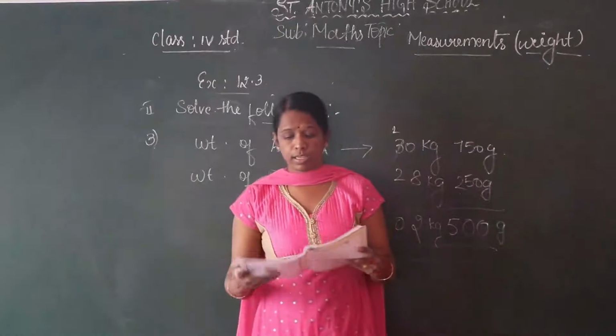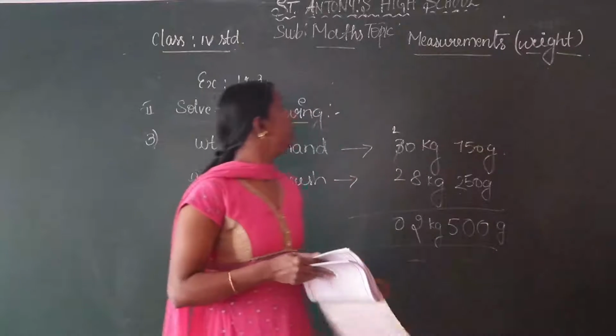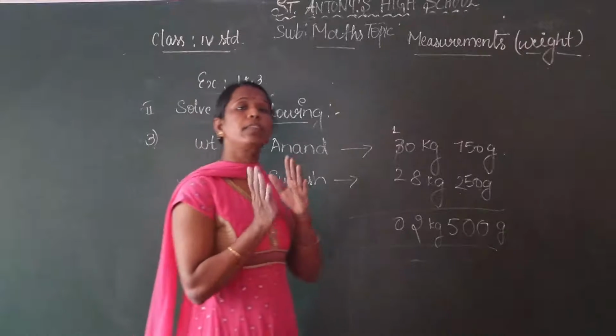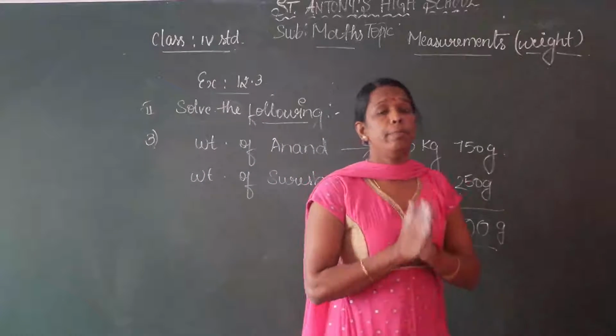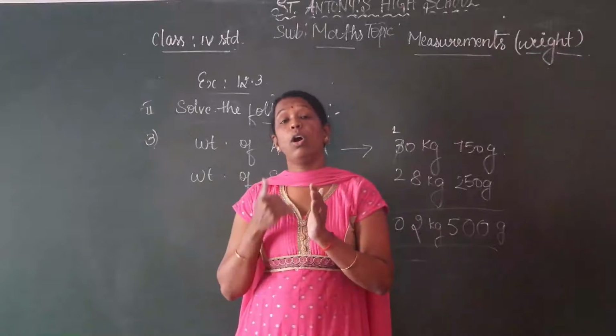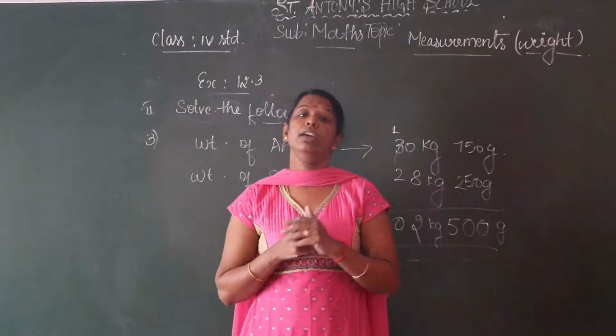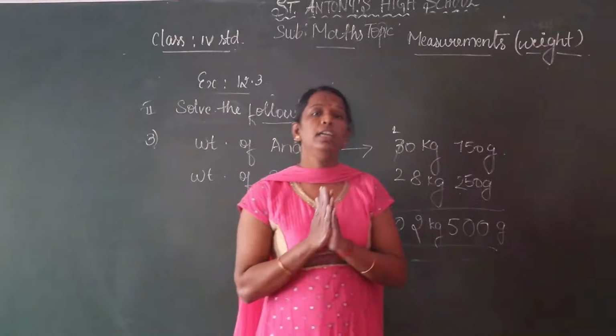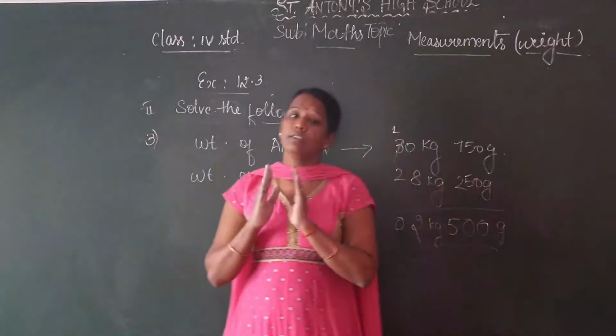Okay, so this is the end of this chapter, that is measurements and weights. Okay, you have to first write down some measurements of weights. How many grams make 1 kg? 1000 grams make 1 kg. Like that you have to learn the measurements and write in the one rough book.